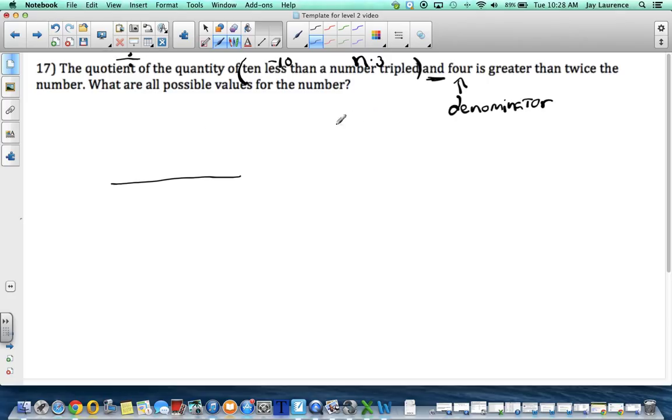Because of the quotient, I need a denominator. It's the number after the and. So 10 less than a number tripled, well, that's going to be 3n minus 10. If you want to put parentheses, you can, but they're not necessary. Is greater than twice the number. Oh, twice the number, 2 times n. It's greater than 2n. All right, I don't like this because it's got a fraction, so I'm going to multiply by 4 here.